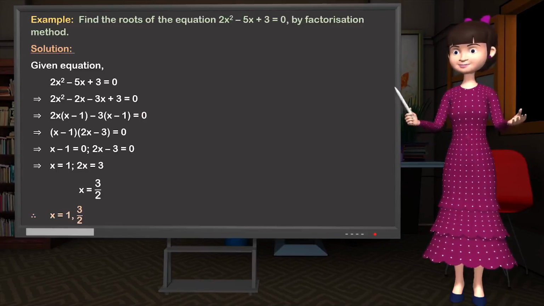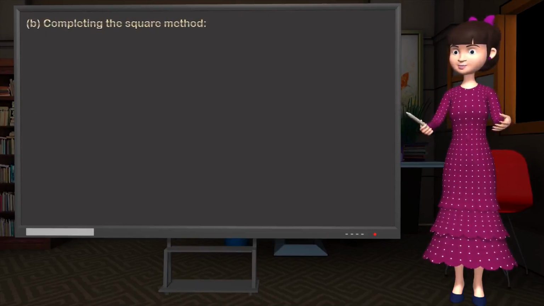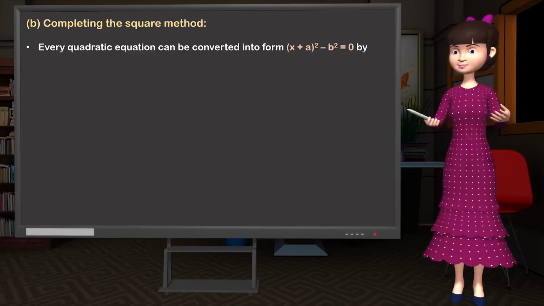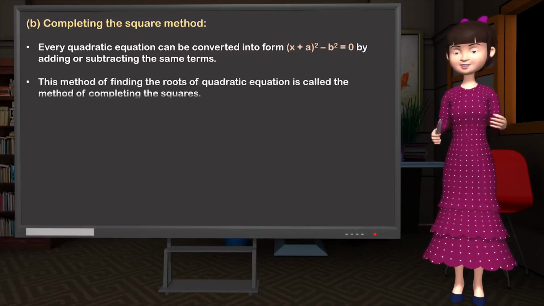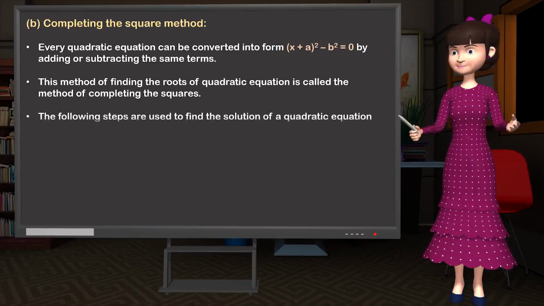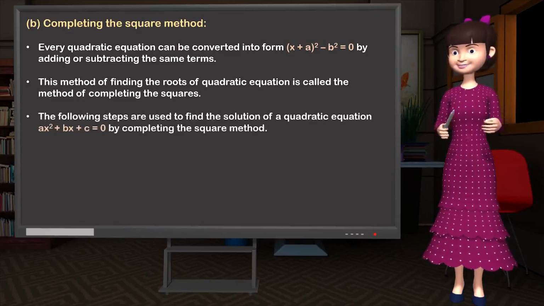Now let us understand the second method, that is completing the square method. Every quadratic equation can be converted into the form x plus a whole square minus b square is equal to 0 by adding or subtracting the same terms. This method of finding the roots of quadratic equation is called the method of completing the square. The following steps are used to find the solution of a quadratic equation ax squared plus bx plus c is equal to 0 by completing the square method.